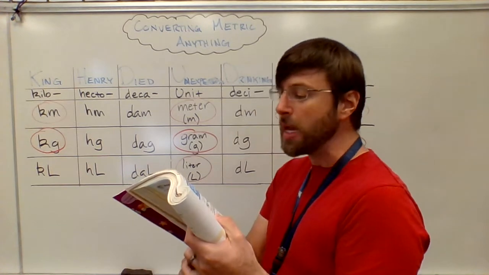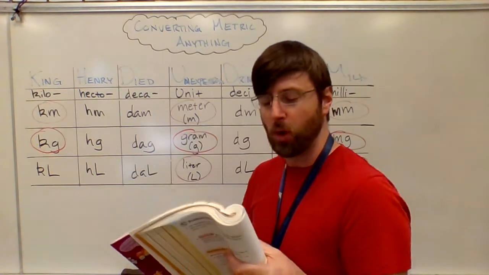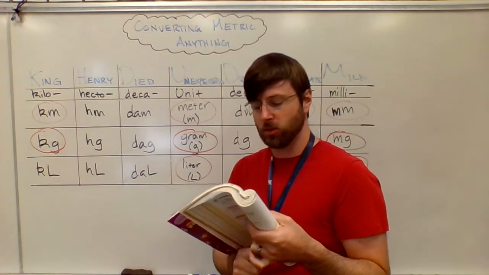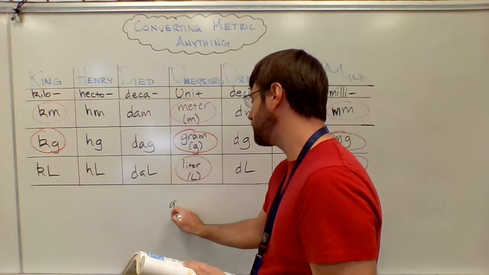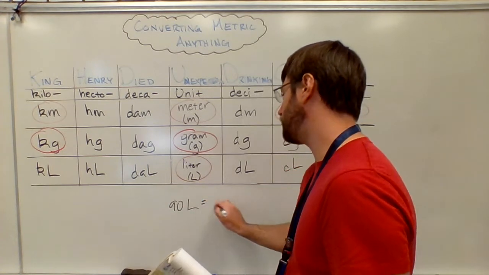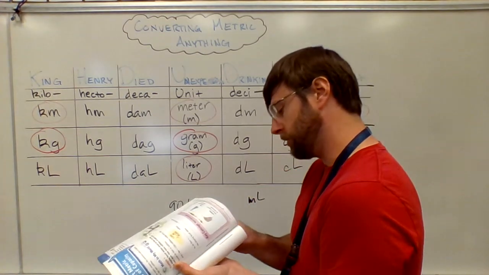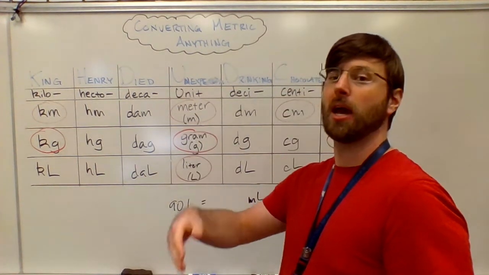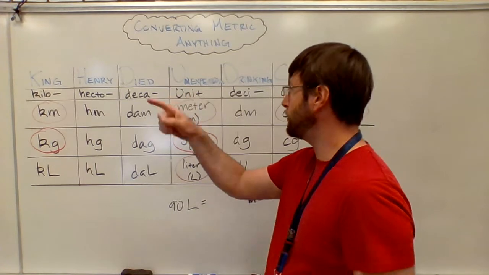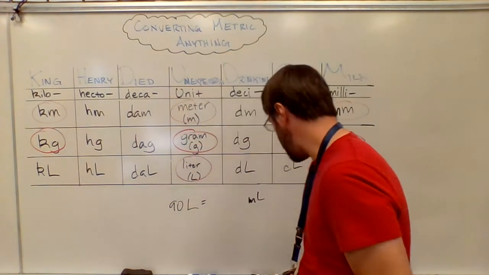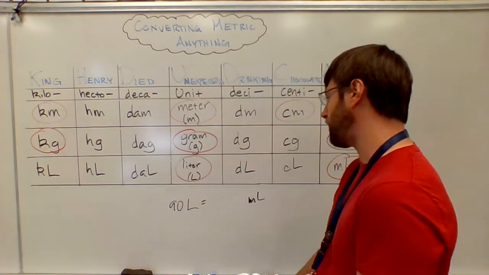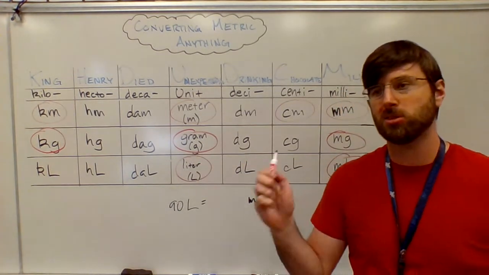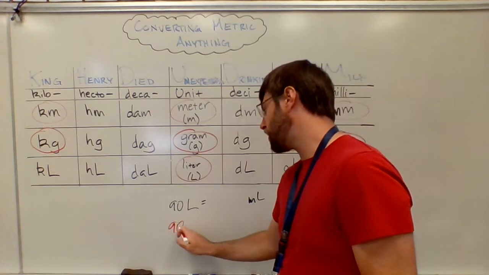A dripping faucet wastes about 90 liters of water every week. That's a lot. How many milliliters of water is this? So we've got 90 liters of water, and we're trying to figure out how many milliliters that is. I write down KHDUDCM, and I remember that because King Henry died unexpectedly drinking chocolate milk. If I'm starting at liters and I'm going 1, 2, 3 times to milliliters to the right, that means the decimal will shift thrice to the right.